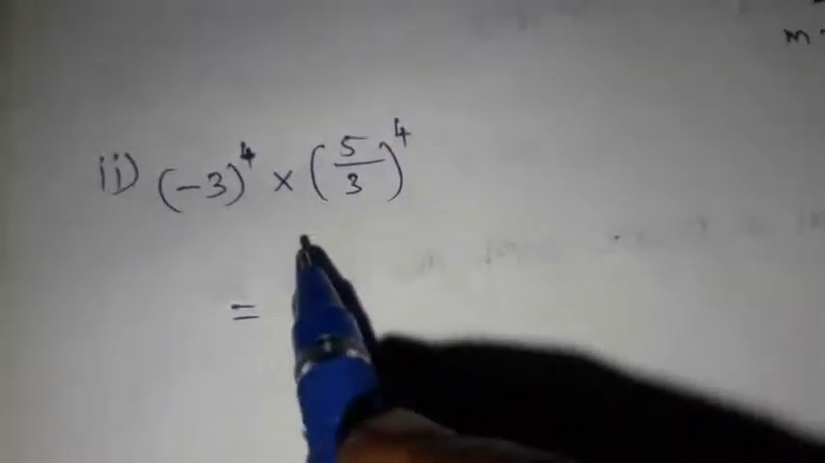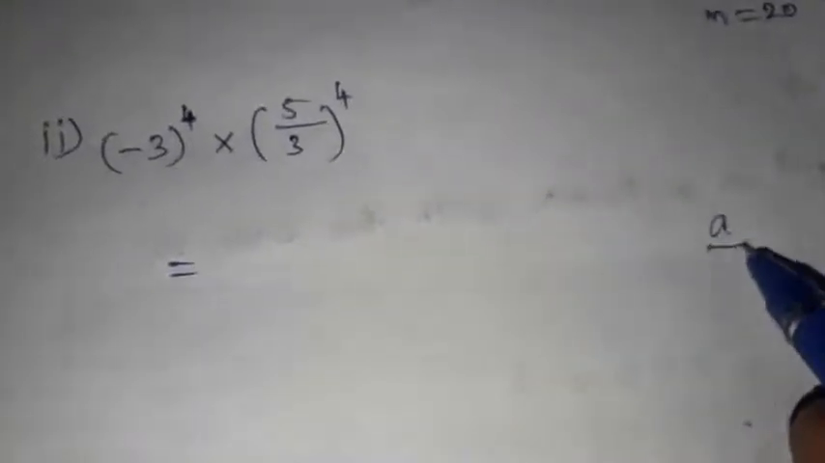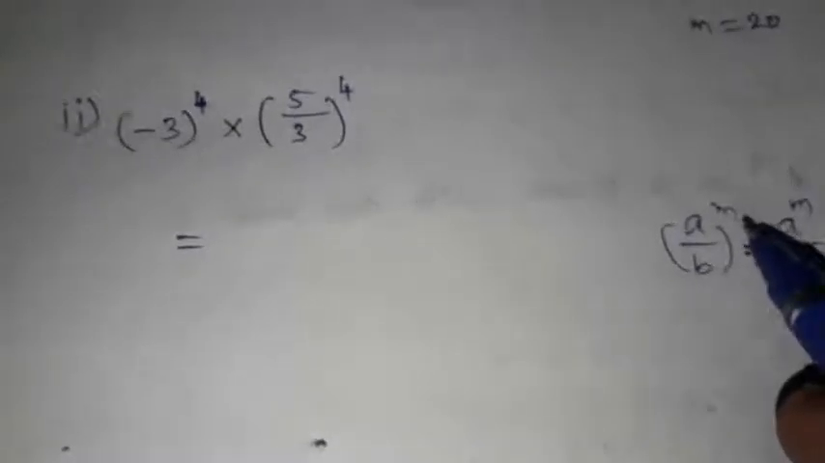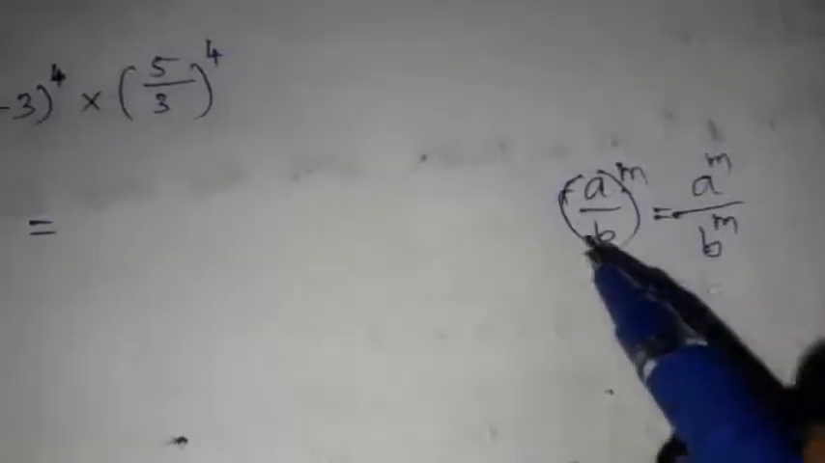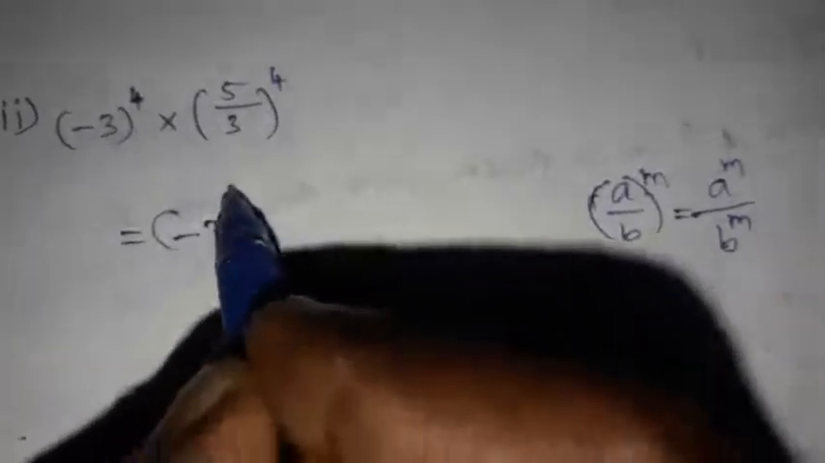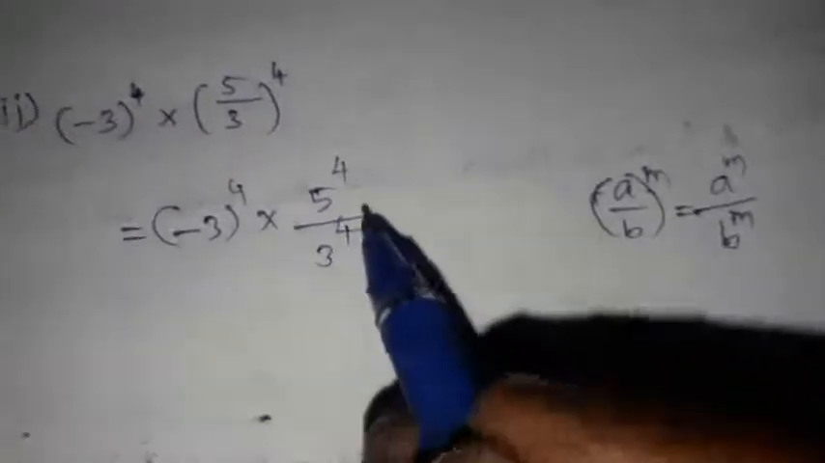Let's find out the solution for the second subdivision. First write the question. Next we are going to use a law here. A by b the whole power m equals a power m divided by b power m. We are going to use this law here. So it can be written as minus 3 power 4 into 5 power 4 divided by 3 power 4.